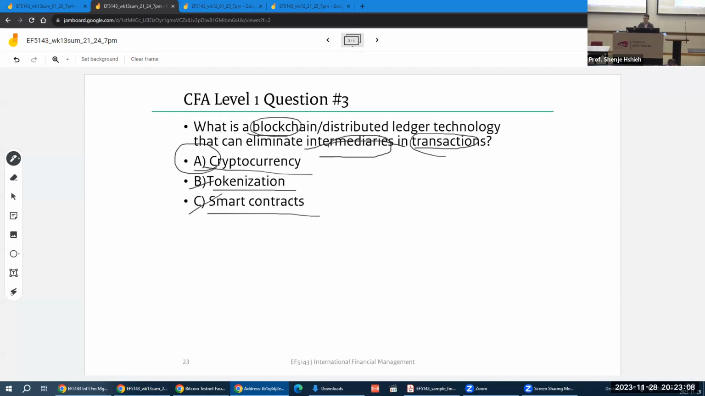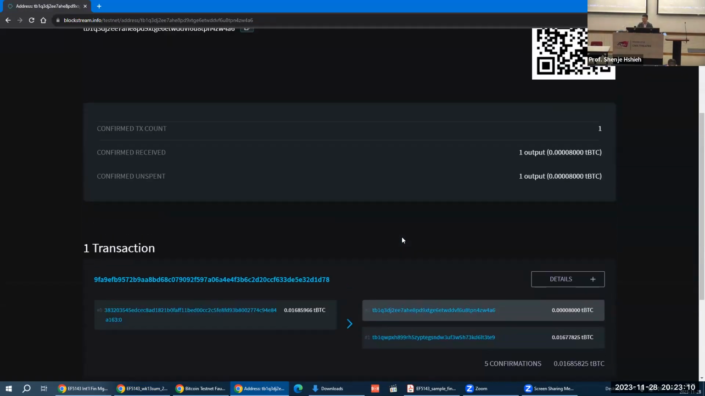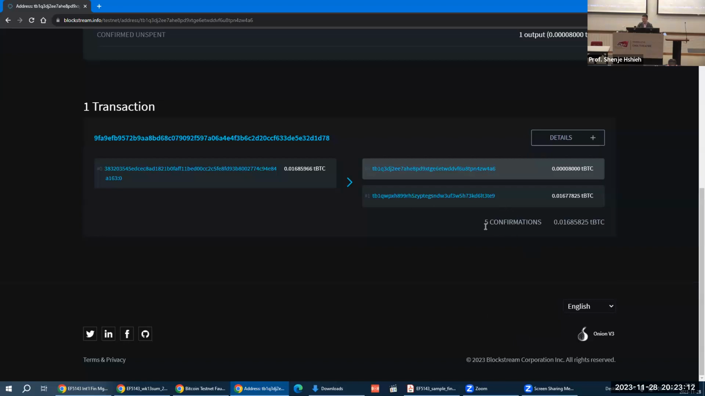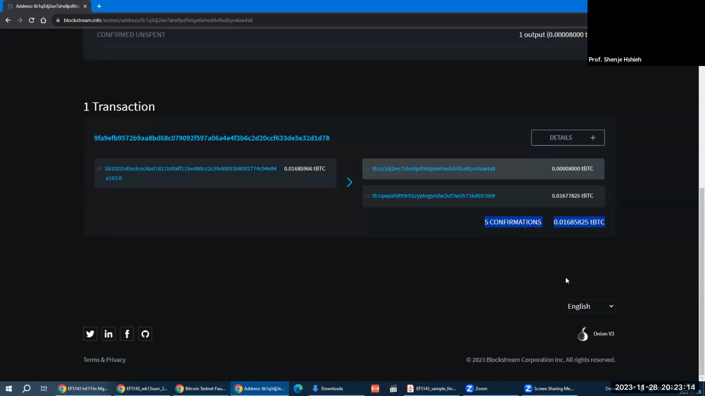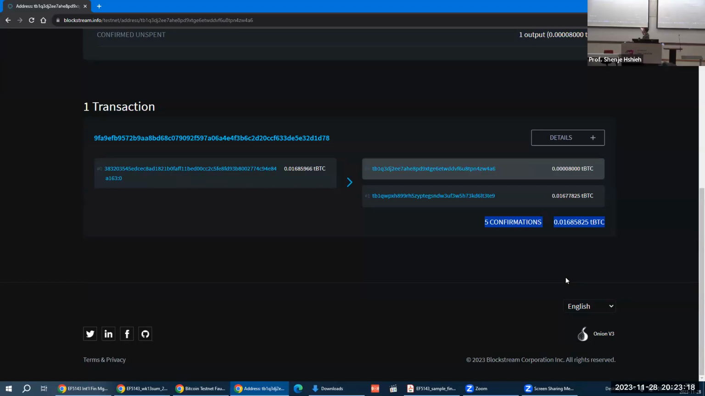All right, if you're curious how many confirmations that transaction has now, it has 5 confirmations. So now you know it's secure, right? But it took us how many minutes to get 5 confirmations, right? So anyways.